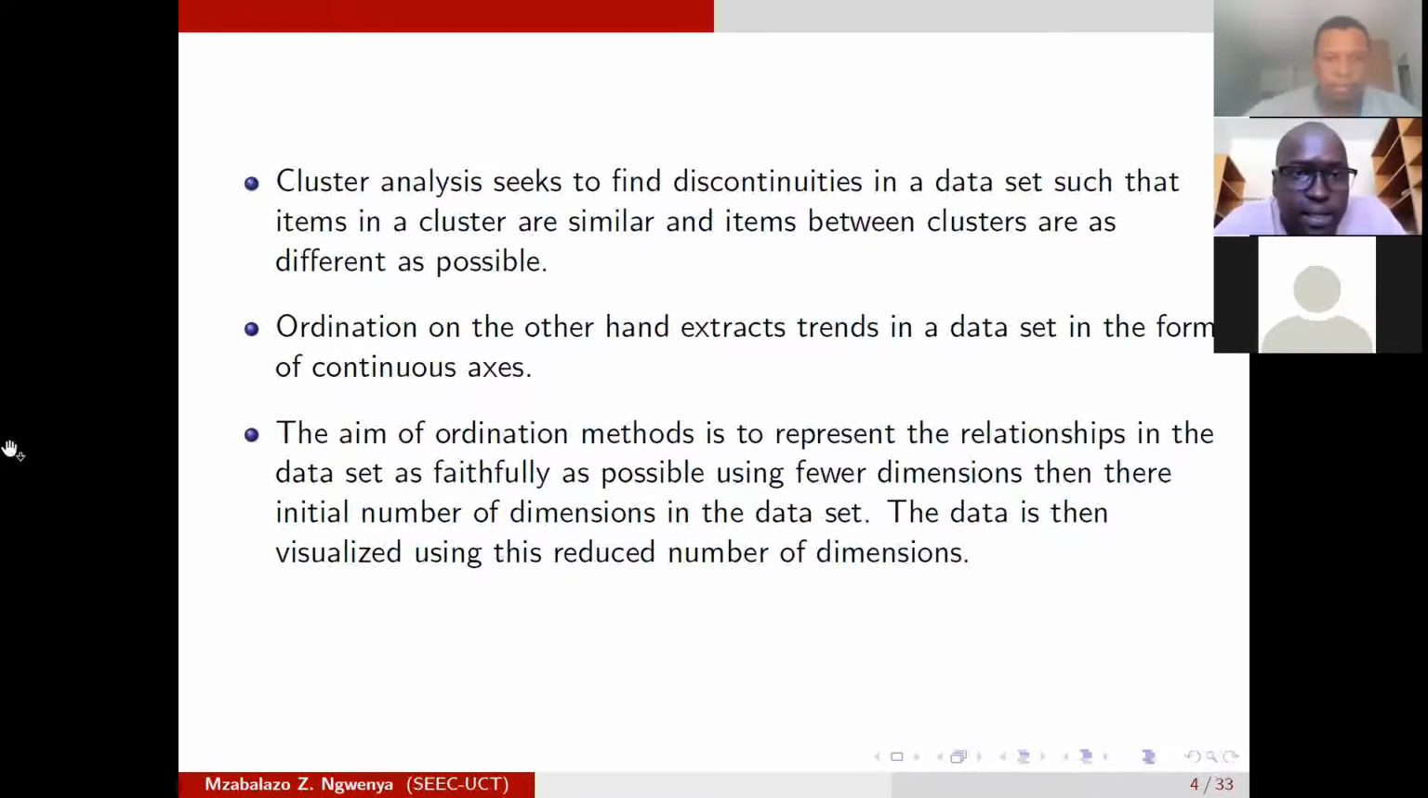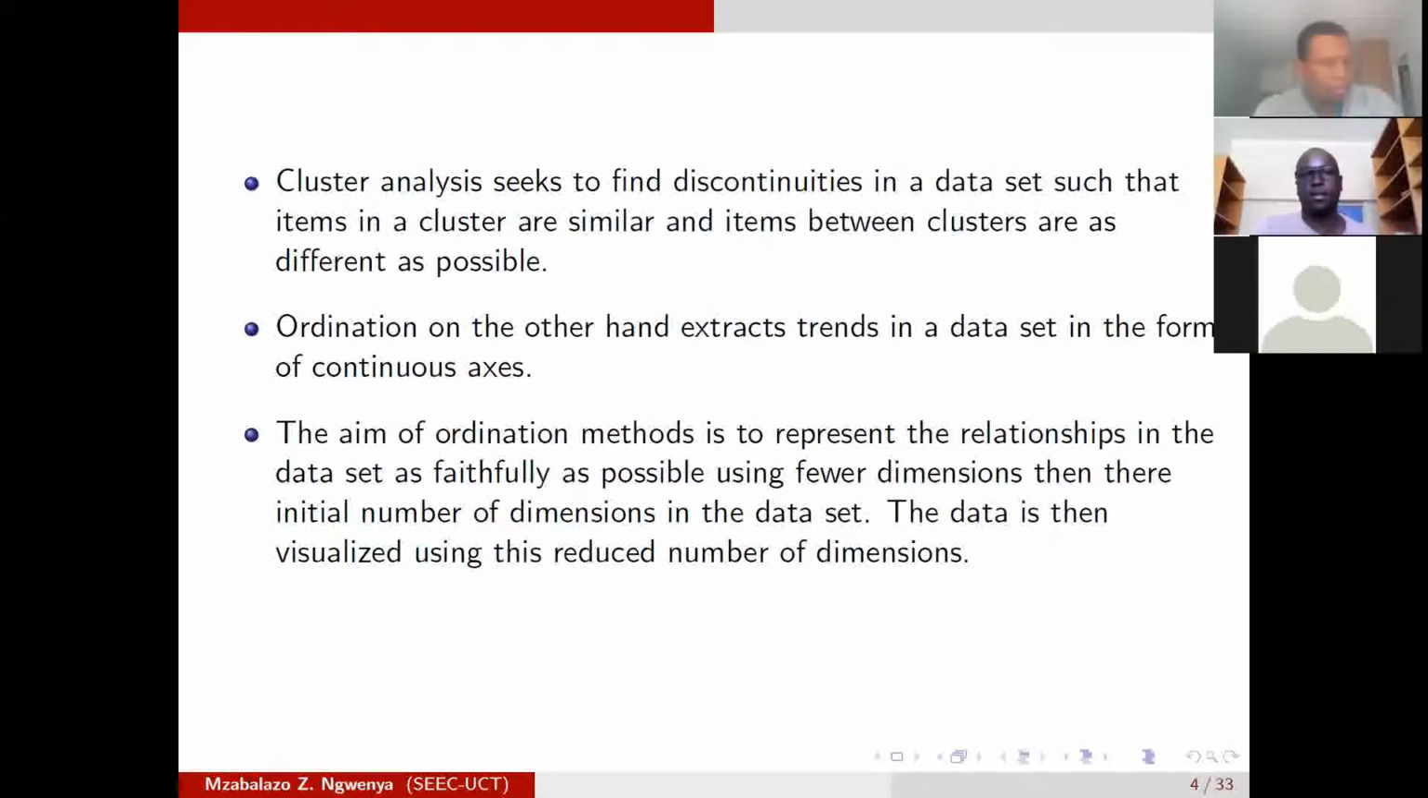So cluster analysis seeks to find discontinuities in a dataset, such that items in a cluster are similar and items between clusters are as different as possible. So in cluster analysis, we basically want to find groups of similar items, which is commonly sites, and we want them to be grouped together such that sites in one cluster are very similar, and sites in different clusters are markedly different.